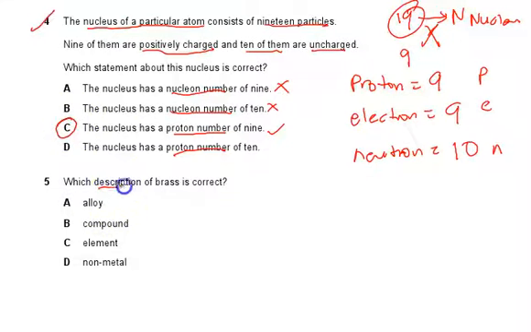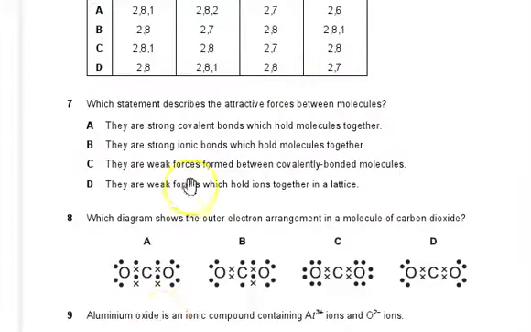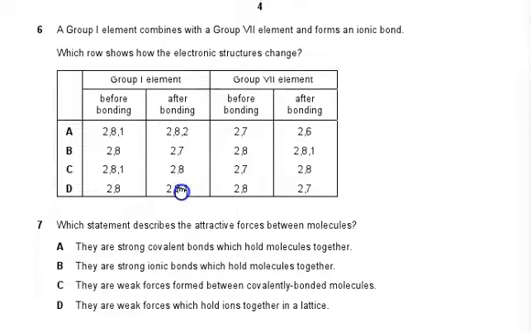Okay, which description of brass is correct? So brass is an alloy. Okay, brass is an alloy. It's a mixture. So they have copper and zinc. Okay, copper plus zinc. So your answer here is A. Definitely is A. Okay, now we look at question number 6.